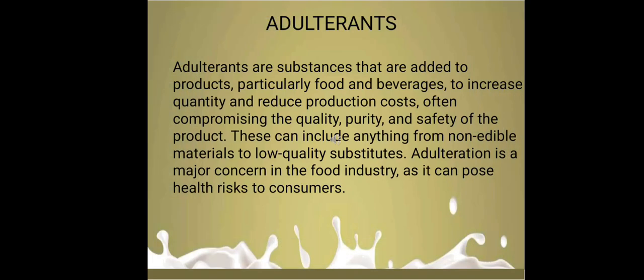Now we will talk about what adulterants are. Adulterants are substances that are added to products, particularly food and beverages, to increase quantity and reduce production cost, often compromising the quality and safety of the product. These can include anything from non-edible materials to low-quality substitutes. Adulteration is a concern in the food industry as it can pose health risks to consumers.